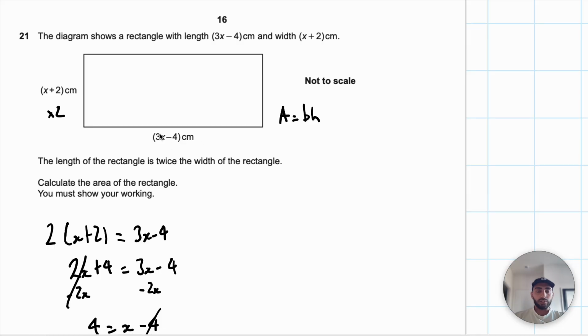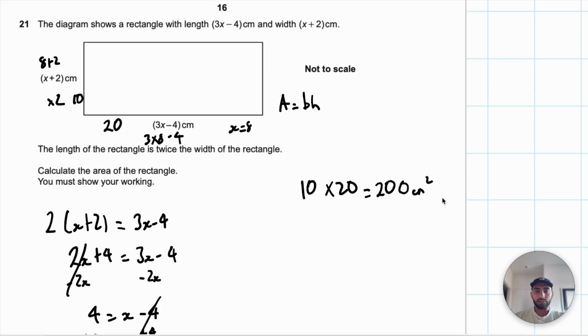Now that I know the value of x, I can substitute it in and find the length and the width. So 3 times 8, I've substituted that x for 8. Take away 4. 3 times 8 is 24. Take away 4 is 20. Here I've got 8 plus 2, which is 10. So the lengths are 10 and 20. Multiply those two together. 10 by 20 is 200. And the units would be 200 centimeters squared.